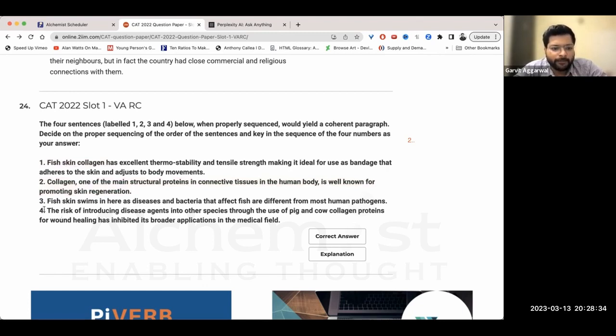And what is the fourth one saying? The risk of introducing disease agents into other species. So the use of pig and cow collagen proteins for wound healing has inhibited its broader application. Its means the pronoun is Application of Collagen. Collagen, yes, animal collagen. The other applications of collagen in the medical field are not happening.